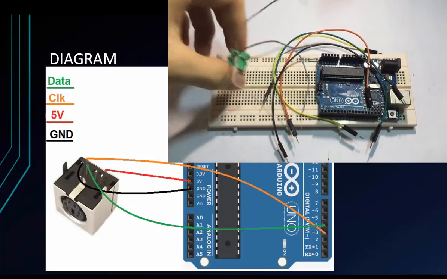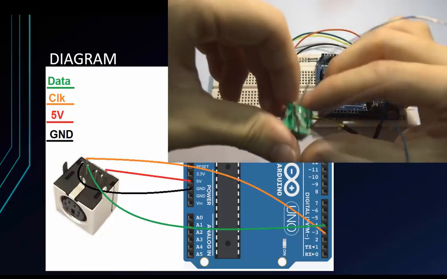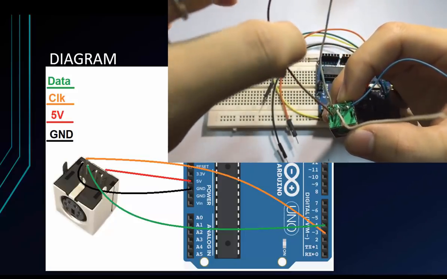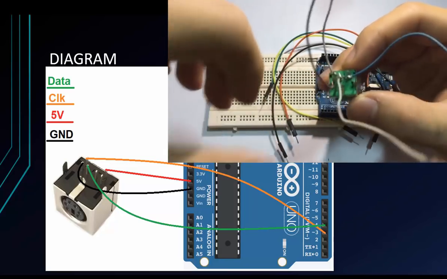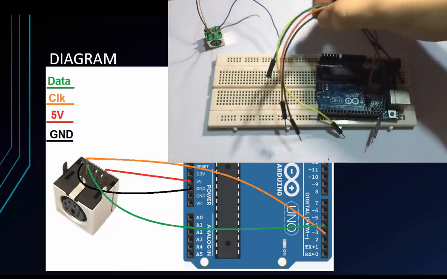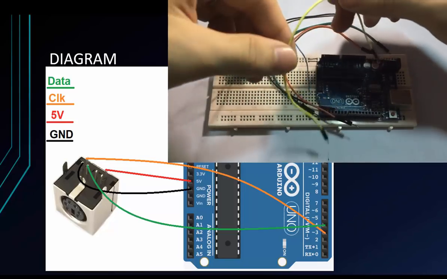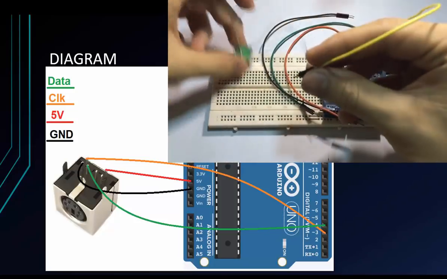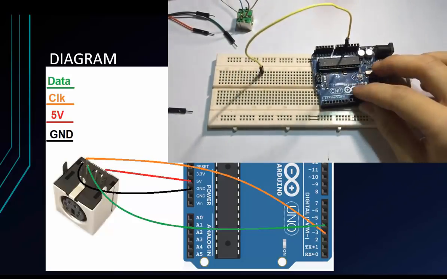Okay, now let's check my circuit. I have the female PS2 like this, and I soldered some wire to it. This is clock, this is brown for GND, this is white for data, and the last one is blue for 5V. I have 4 wires like the diagram, but I will replace the yellow one with a red one. First, the red one I will connect to 5V.